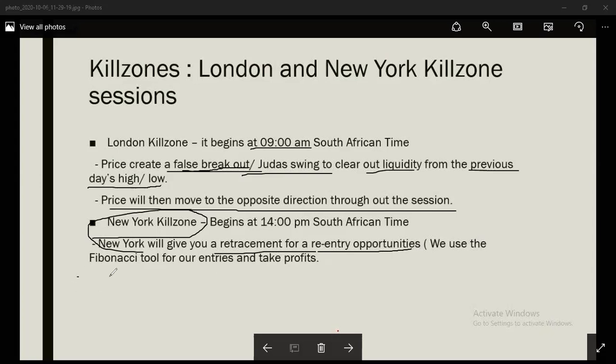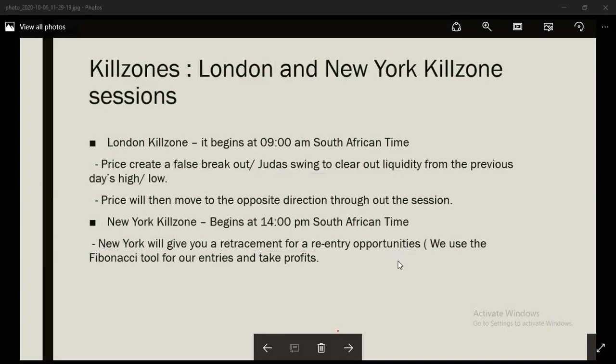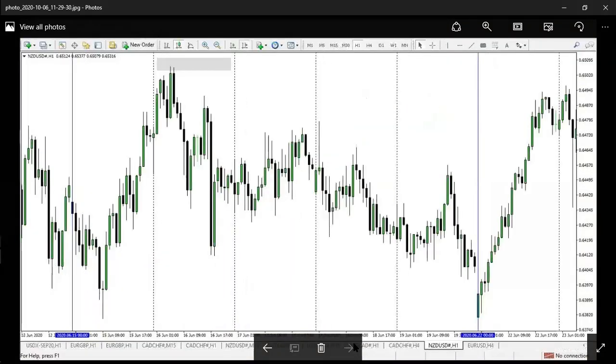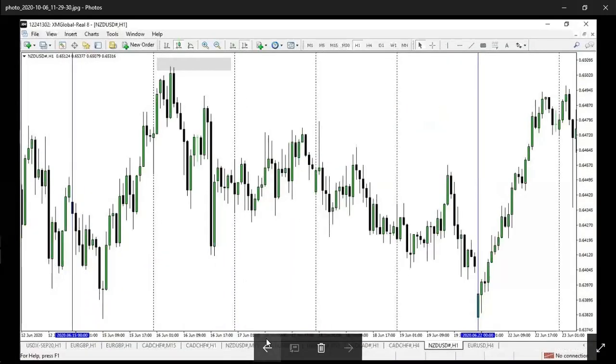This is where you can use your Fibonacci for your 62, OTE, 71, 79, 89. But for us, we don't use Fibonacci because you know exactly where price is coming back to, the order block or the breaker. You know exactly where it's going to come to. So Fibonacci is just like an extra added tool. Okay, let's go to the charts now.